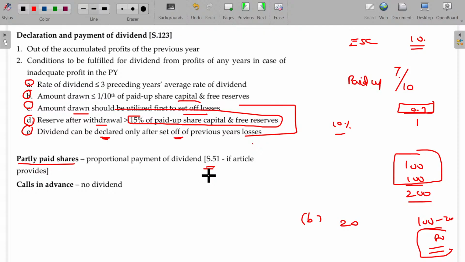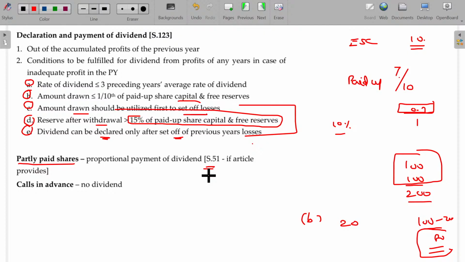Proportional payment of dividend. You have fully paid up shares as well as partly paid up shares both. For fully paid up shares, you can pay fully. For partly paid up shares, to that proportionate extent you can pay. If only 70% is paid, whatever the dividend you are supposed to pay for a share, only 70% will be payable for the partly paid up shares. Is that okay? This is as per Schedule number 51.